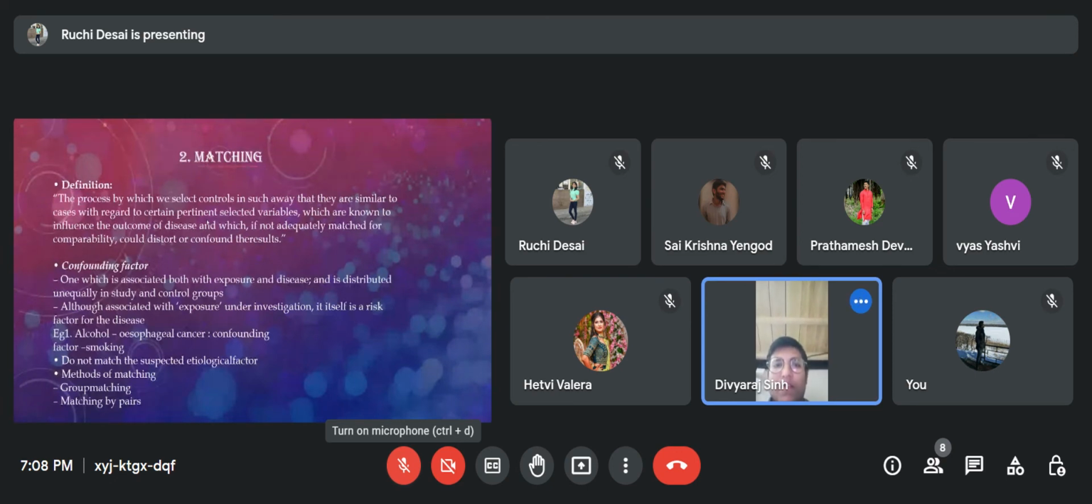Confounding factor: one which is associated both with exposure and disease and is distributed unequally in study and control groups. Although associated with the exposure under investigation, it is a risk factor for the disease. Example: alcohol and esophageal cancer, where the confounding factor is smoking. Do not match the suspected etiological factor. Methods of matching: group matching and matching by pairs.